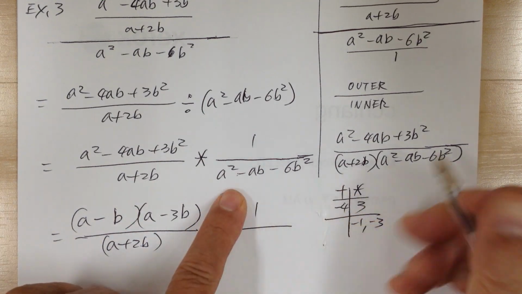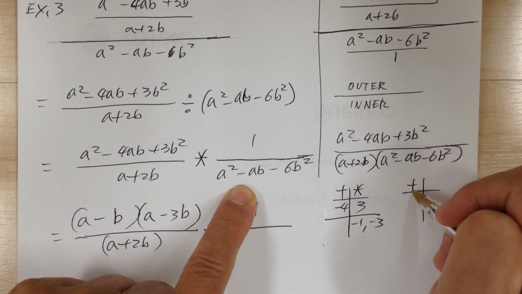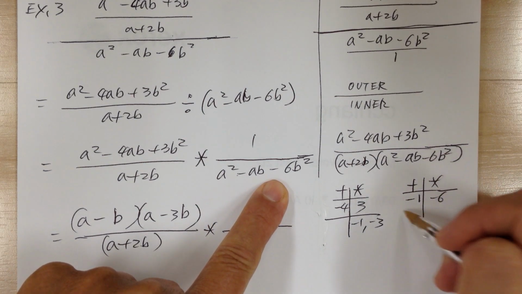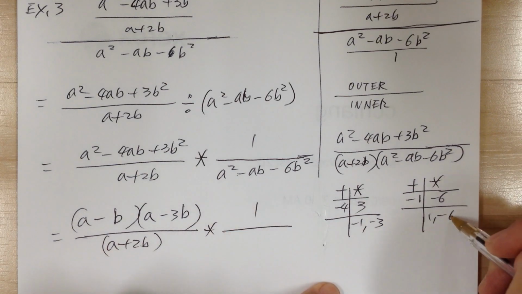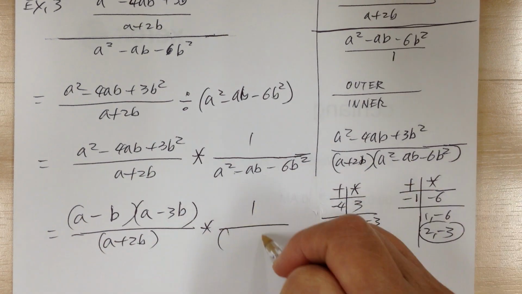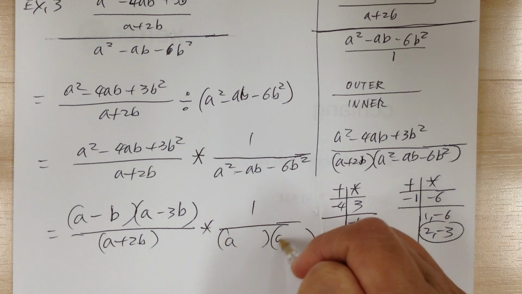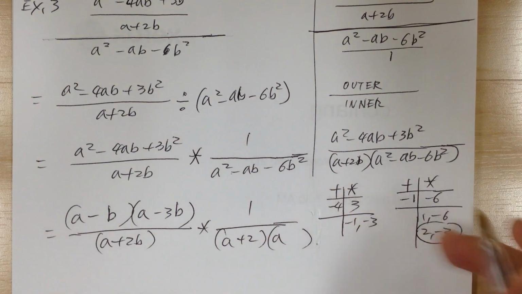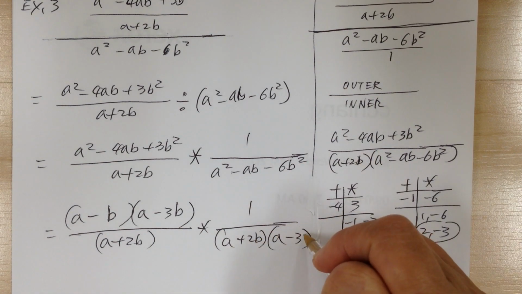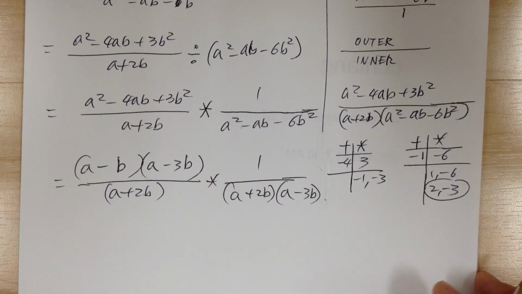This one, again, you need to add to get negative 1, right? And you need to multiply to get negative 6. So you need to go 1, negative 6, 2, negative 3, and that's it, right? So you're going to get a and a. So it'd be plus 2, minus 3, and there's a variable b in the back, so put b in the back. Okay, so now you've done all the factoring.